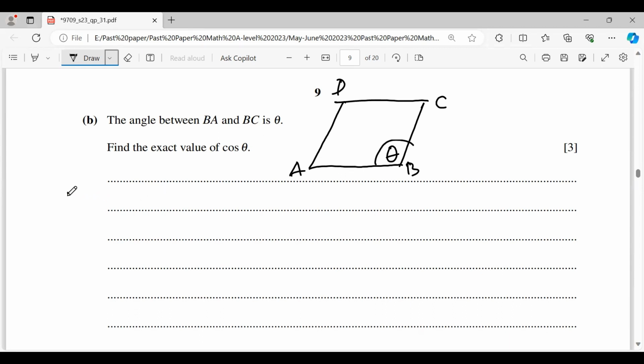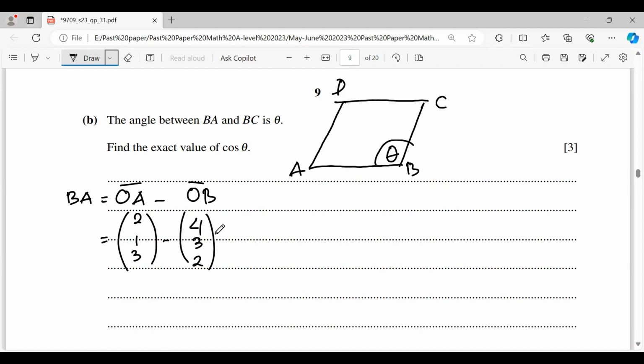So BA equals position vector OA minus position vector OB. Now OA equals (2, 1, 3). OB equals (4, 3, 2). So it is (-2, -2, 1), because 3 minus 2 is 1. Next, this is BA. Now we're going to find BC.